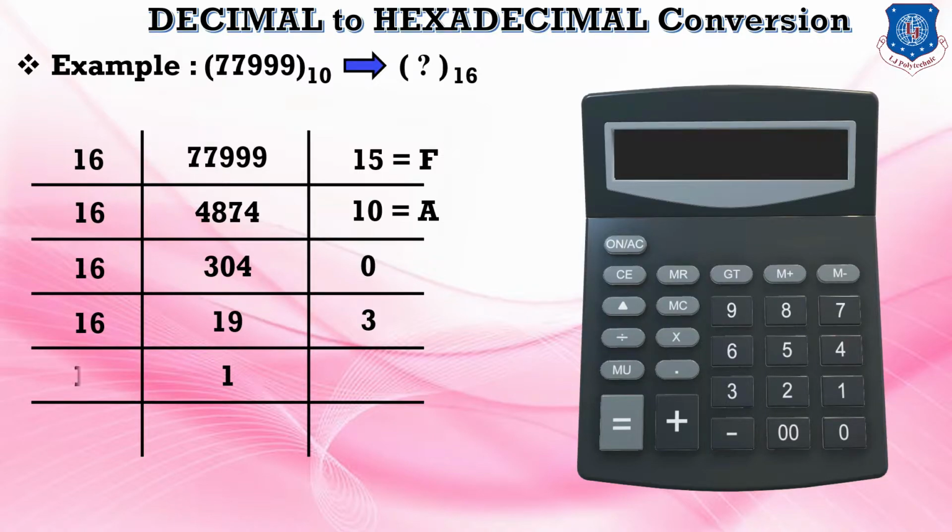Now the last step, 1 is divided by 16, then we will get the answer 0.0625. Among this answer, 0 becomes the quotient, and the remaining term 0.0625 will be multiplied with 16, then we will get the final remainder, that is 1.